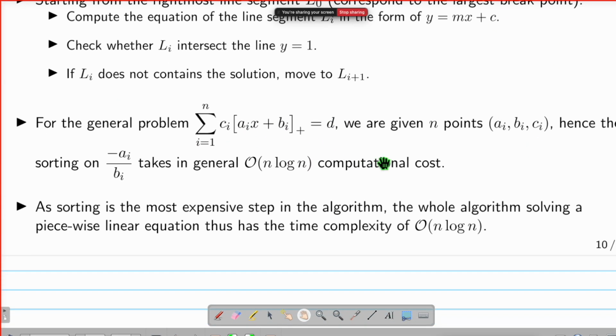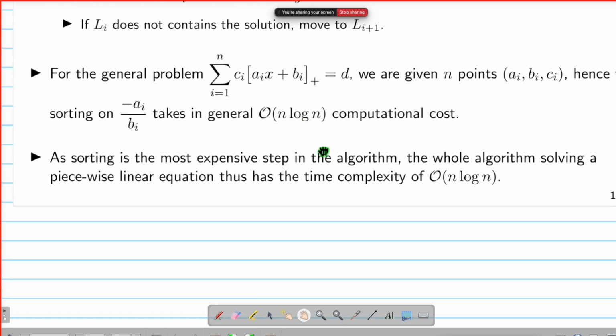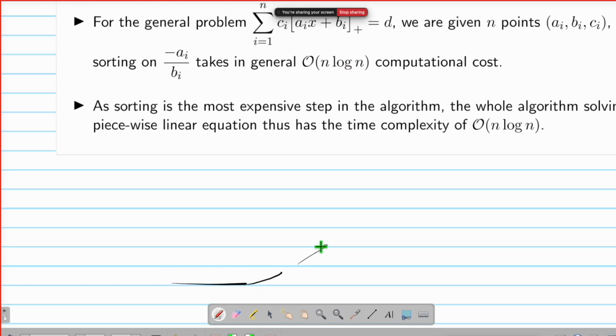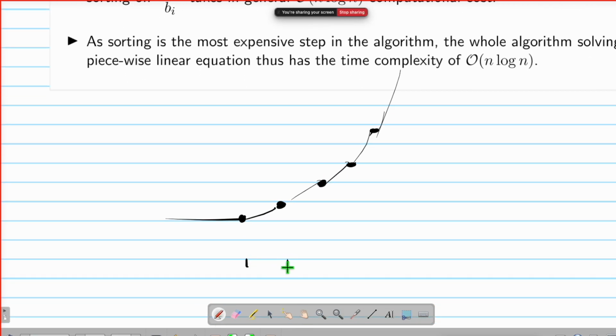That means for this problem, you have n breakpoints, and for each of the line segments, you have the breakpoint in this form. You sort them. Then you have a bunch of this kind of thing, and sorting gives you this. Then you have segment 0, segment 1, segment 2, segment 3, segment 4, and segment 5. What are we going to do? Test, is this crossing the D? Test, is it crossing the D?